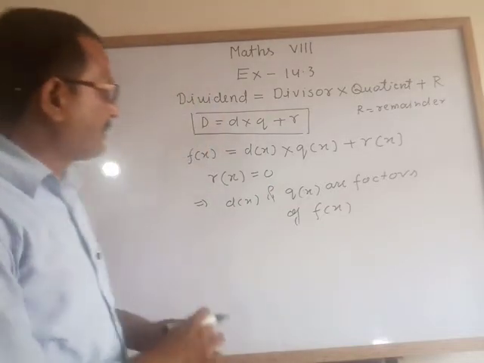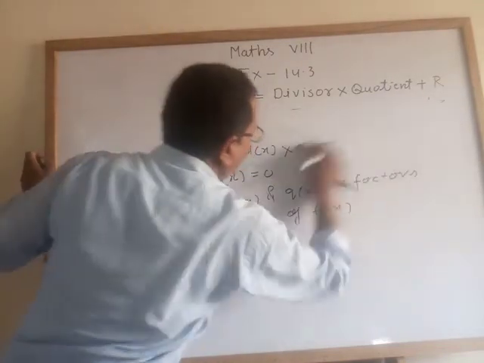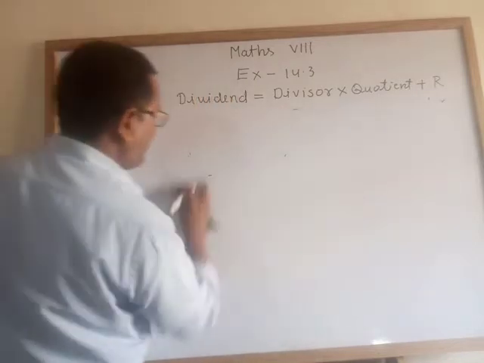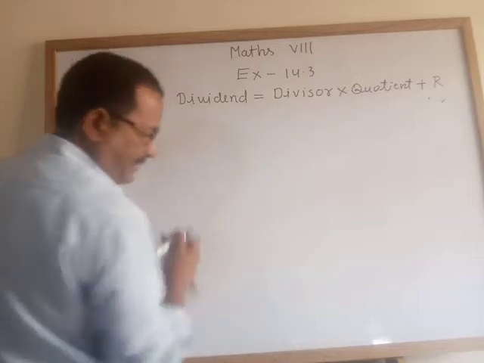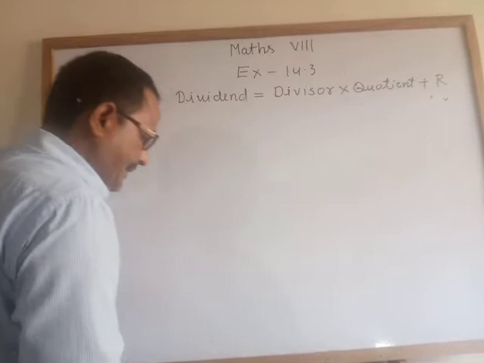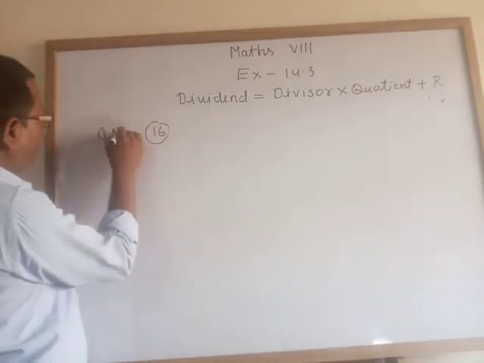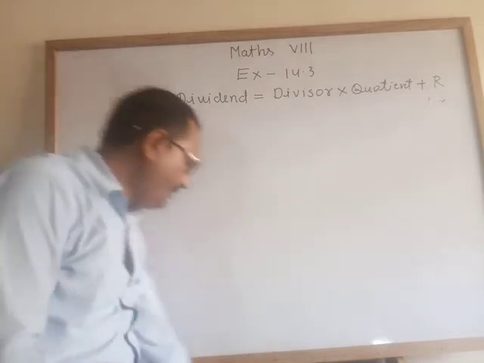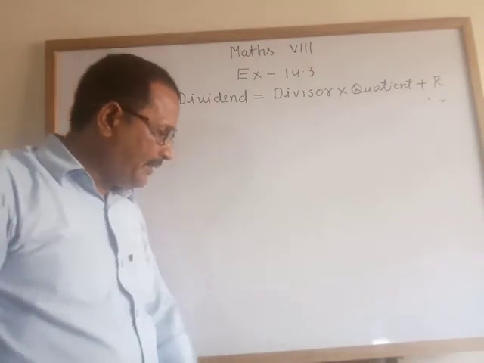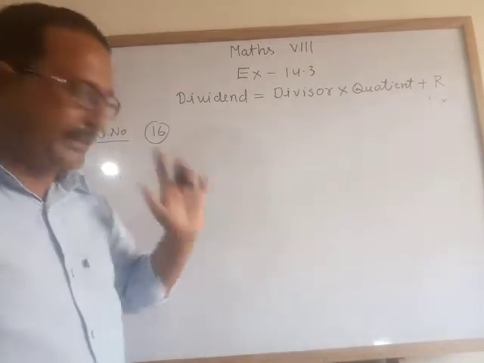See the exercise questions, because I have already explained questions 1 to 15 of this 14.3. Now maybe some questions in the answer sheet are given wrong. See question number 16. It is given: what can be the possible degree of the remainder when we divide? Here it is asking the degree of the polynomial of the remainder.